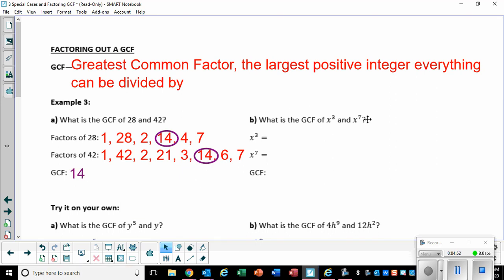If I was doing it with variables, I can't just write down a bunch of different variables because it's basically made up of the same thing. So what I do is I write it in expanded form. Okay, so I have x to the third, which is really 3 x's, and x to the seventh, which is 7 x's. And now I'm going to look at how many x's they have in common. So this one only has 3, but this one also has at least 3. So how many x's they have in common is 3. And I would just write it in exponent form for my GCF. So the biggest GCF they have in common is x to the third.